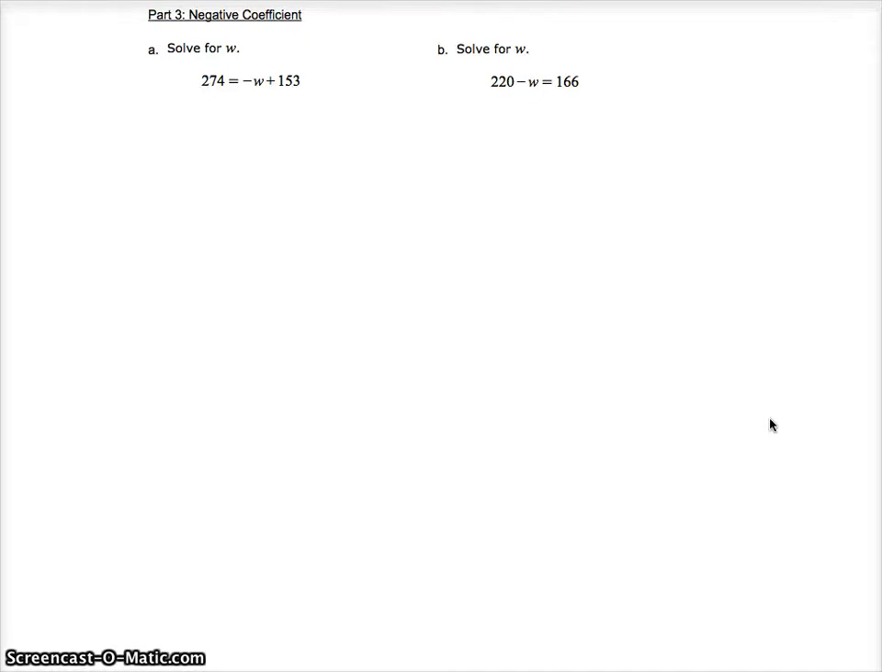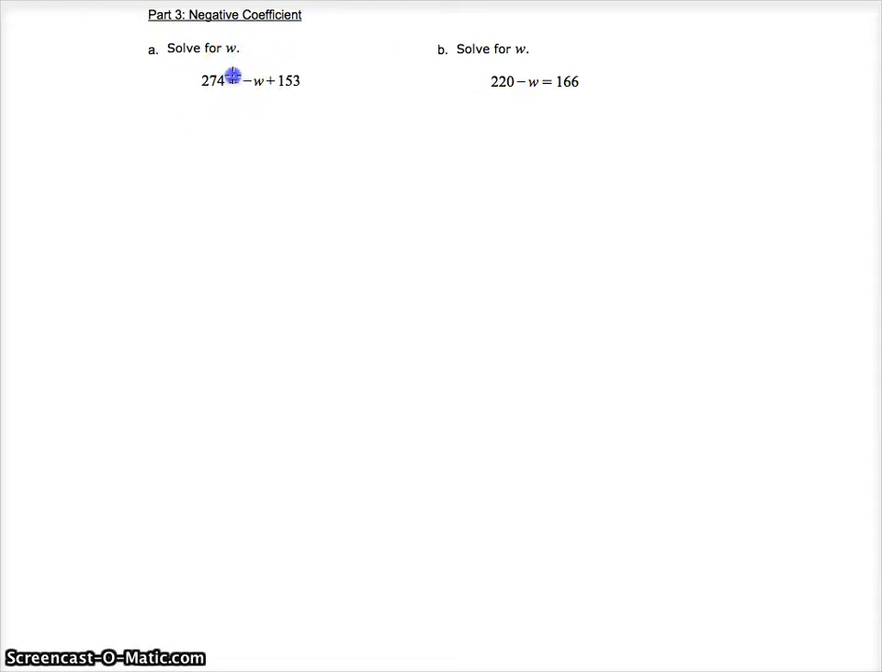Hello, welcome to part 3 where we are working with a negative coefficient. So for letter A it says solve for W. And here we have 274 equals negative W plus 153.